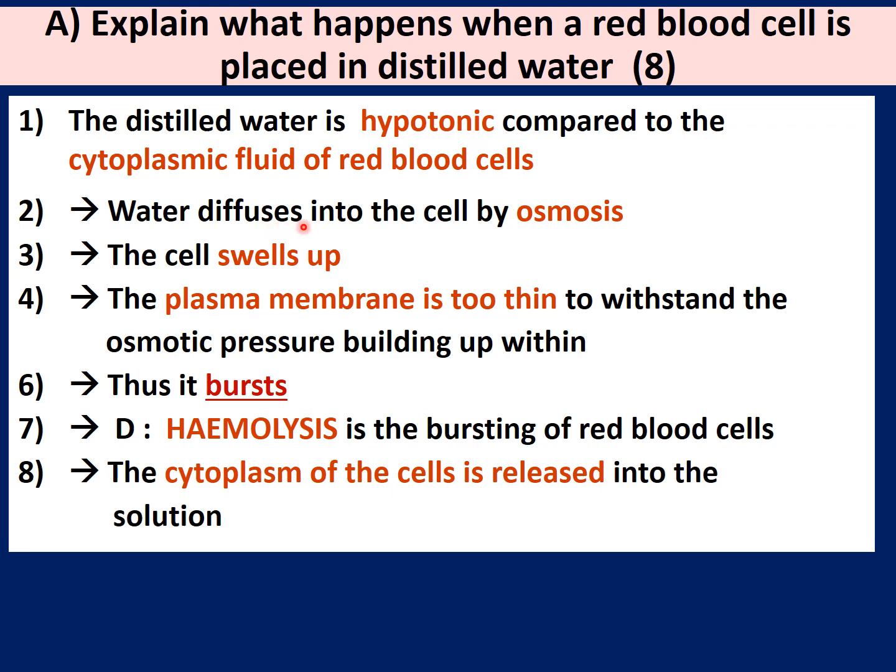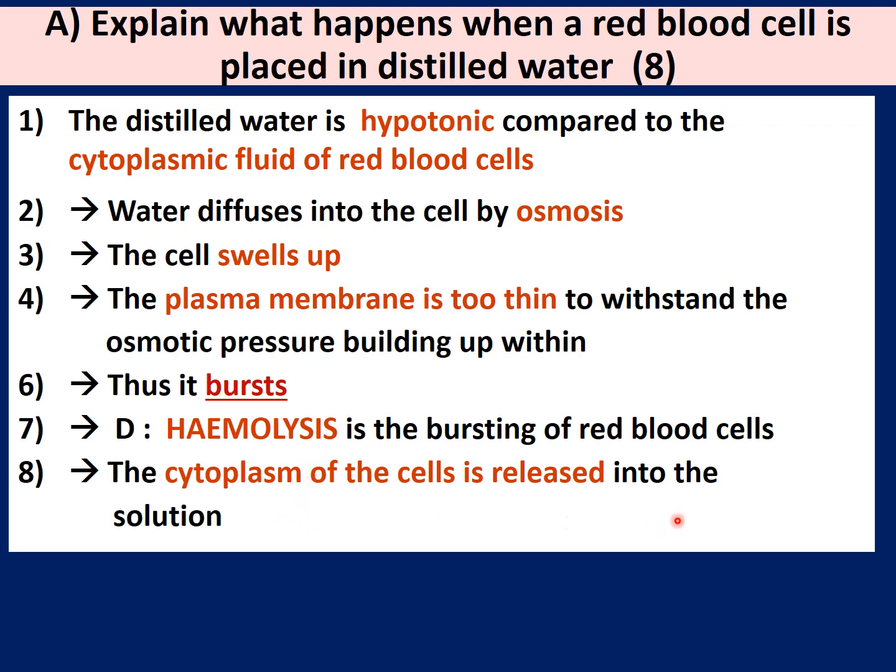Thus, water diffuses into the cell by osmosis. All the words in red are the keywords. The cell swells up. Plasma membrane is too thin to withstand the osmotic pressure building up within. Thus, it bursts. And this process is called hemolysis, the bursting of red blood cells. And the cytoplasm of the cells is released into solution.